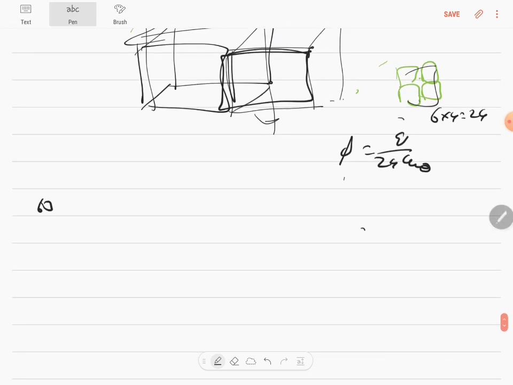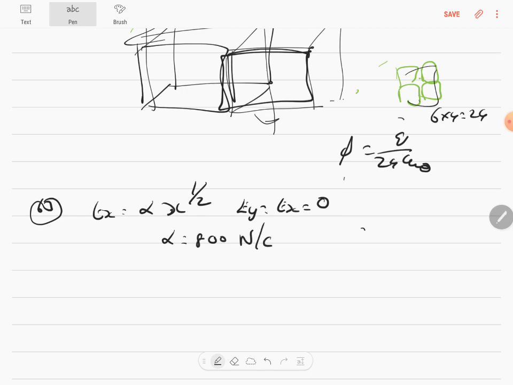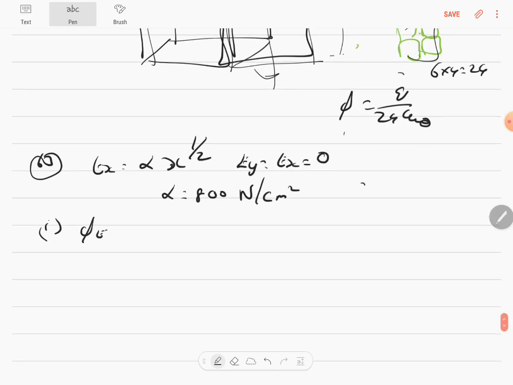63rd question. The electric field component in figure 1.88, there has been given a figure, can you see, where Ex is given to be alpha into x to the power 1 by 2, Ey is equal to Ez is equal to 0, where alpha is given to be 800 Newton per Coulomb meter square. Calculate the flux through the cube. Flux is E dot ds, correct? You know the flux is E dot ds.